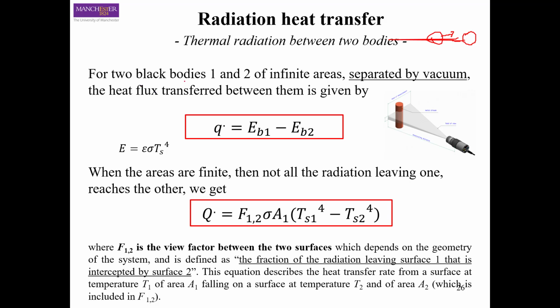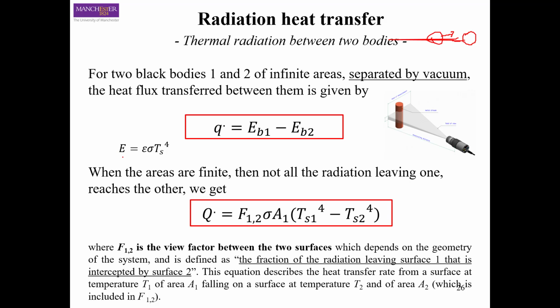So if we now look at two bodies, body 1 and body 2, with infinite areas, it means that they are very large in area, so we don't have to worry about the area. And if they are separated by vacuum, we can calculate the heat flux by this equation, so that Q dot, the heat flux by radiation, is equal to the E_B1, that is the energy emitted by one object, minus the energy emitted by the second object. So this Q gives us the energy exchange between these two bodies.